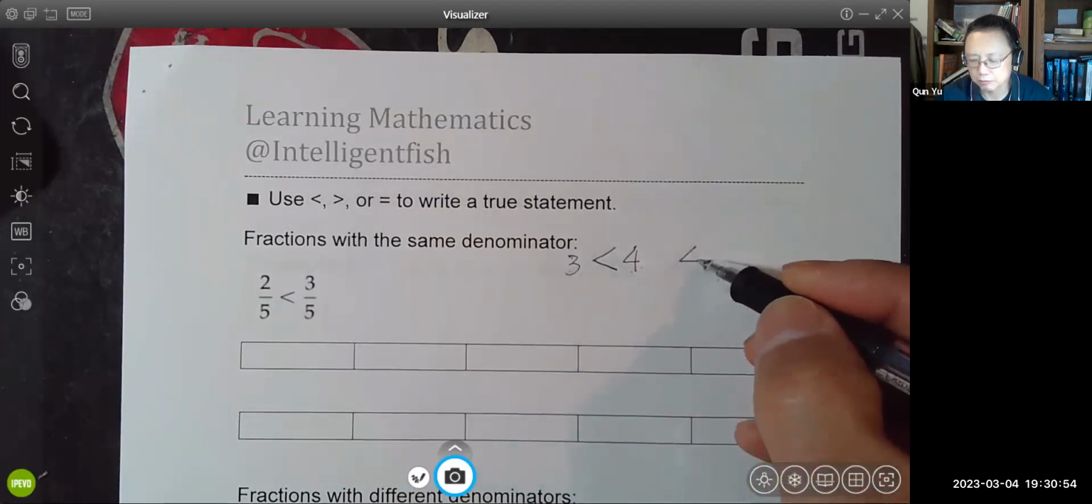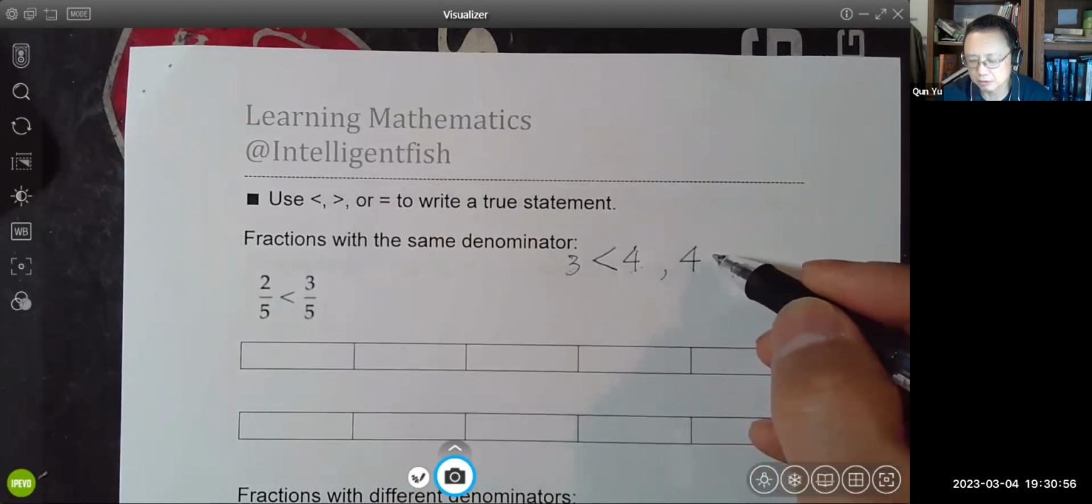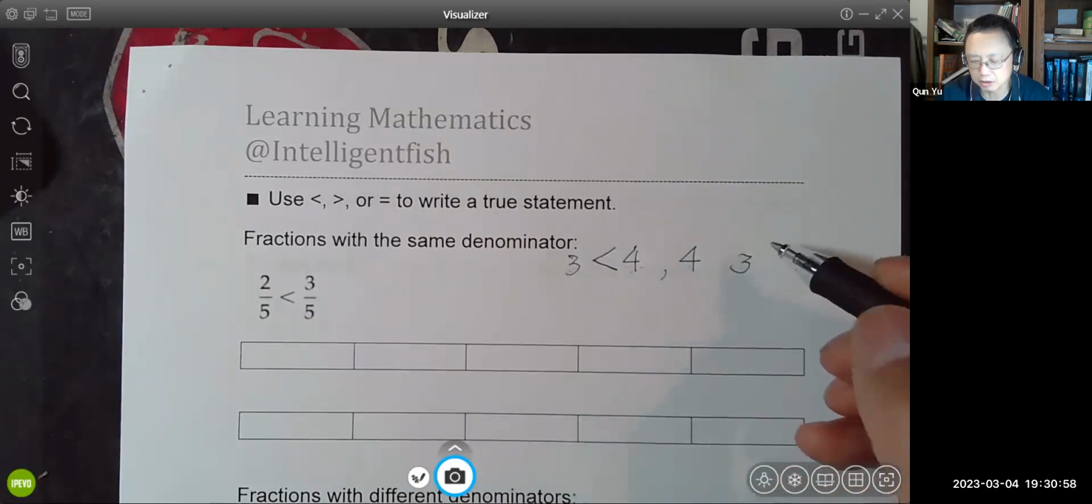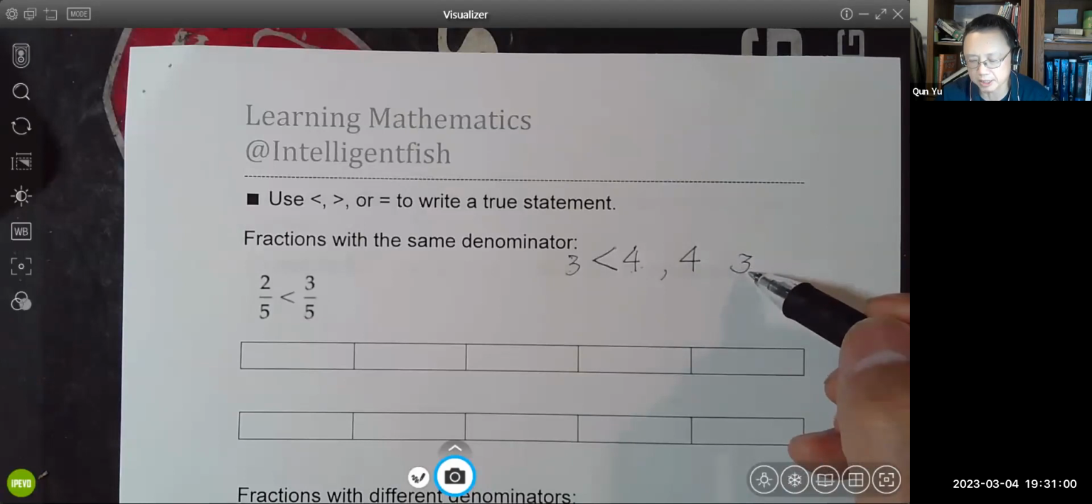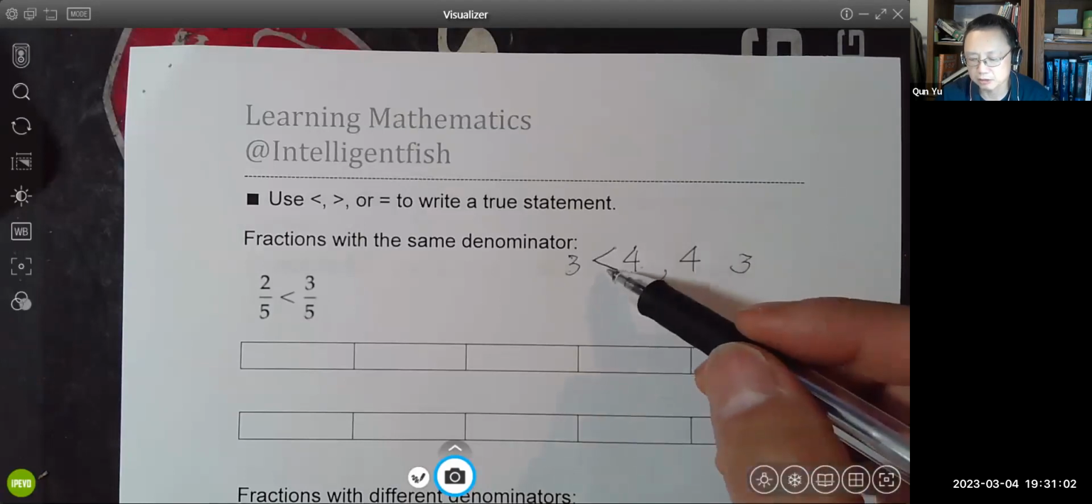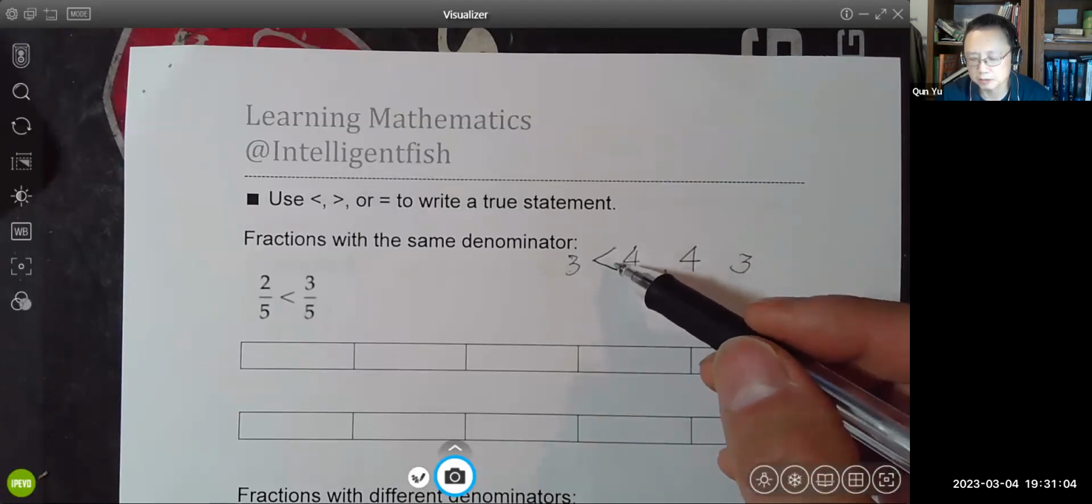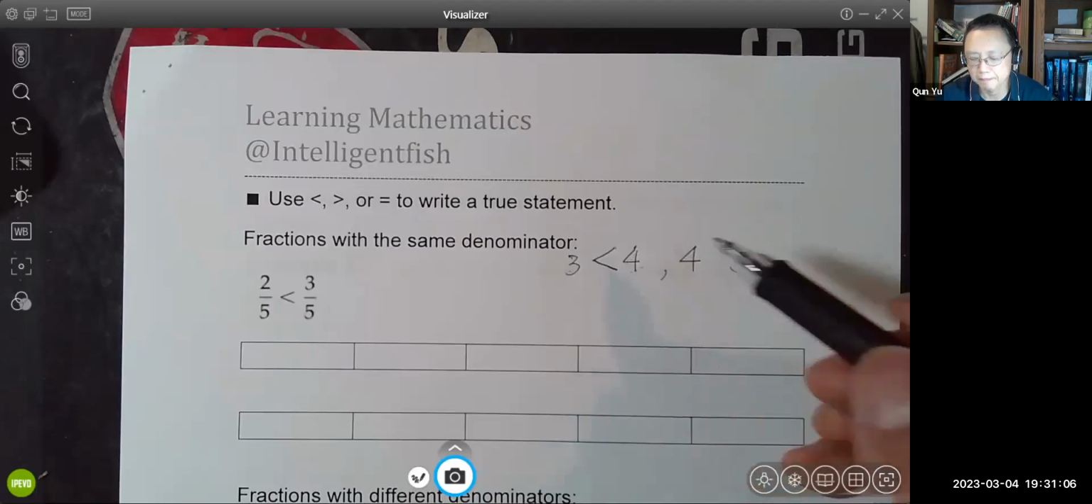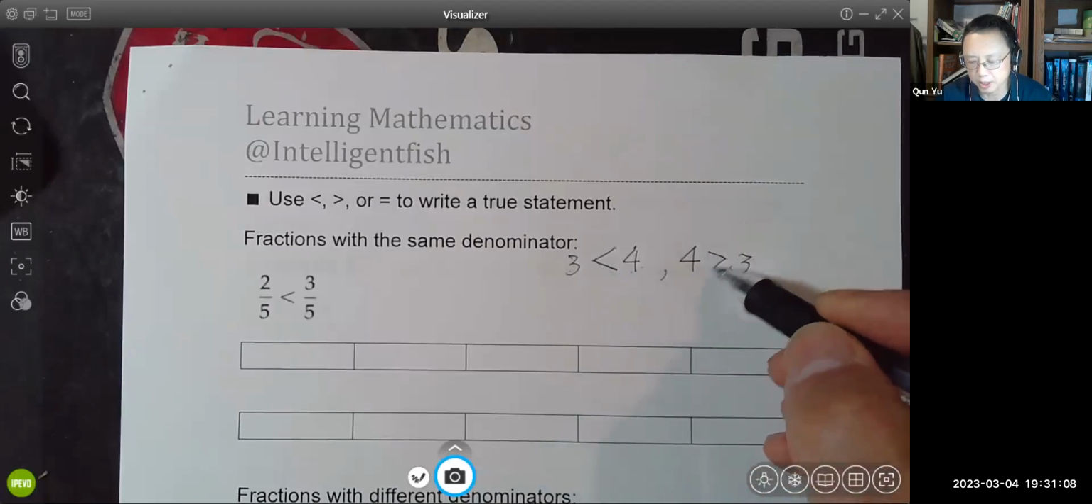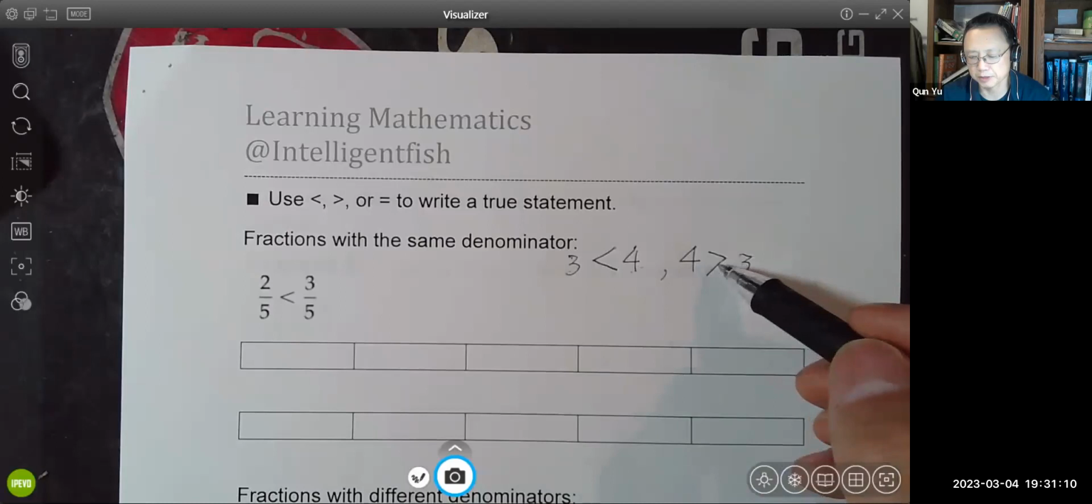But if you put 4 as the first number and 3 as the second number, you know 4 is bigger than 3, right? Remember, when we use these symbols, the opening always faces the bigger number. That's why we write it this way. 4 is bigger than 3.